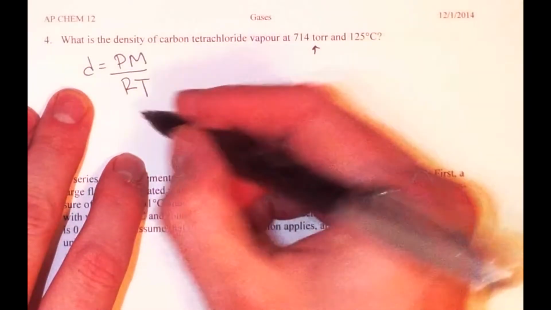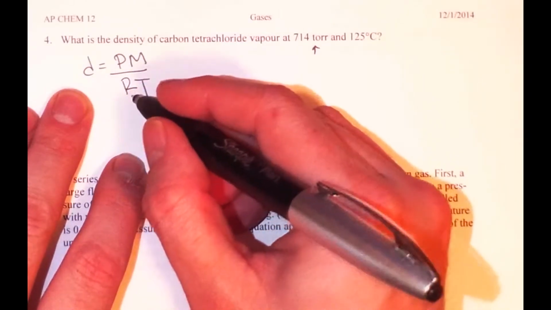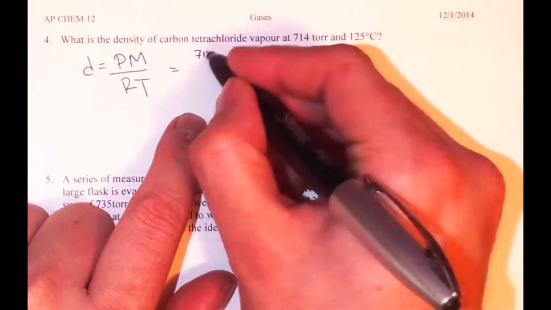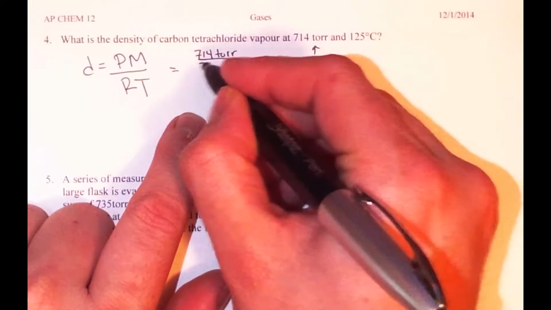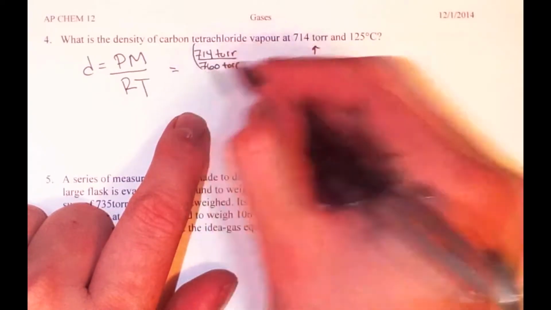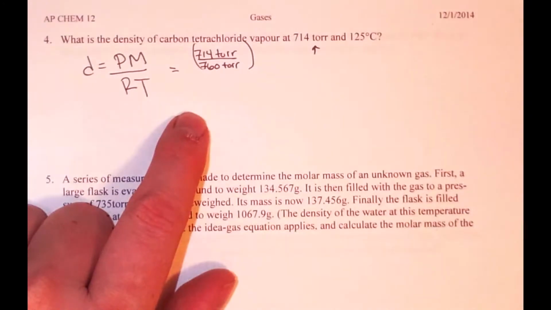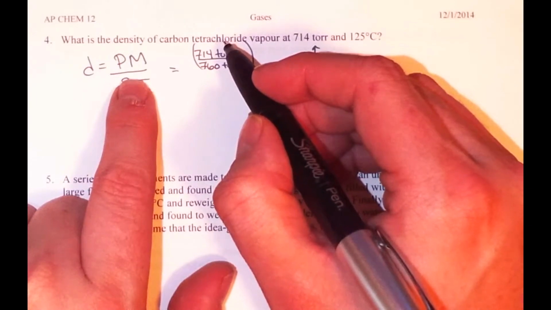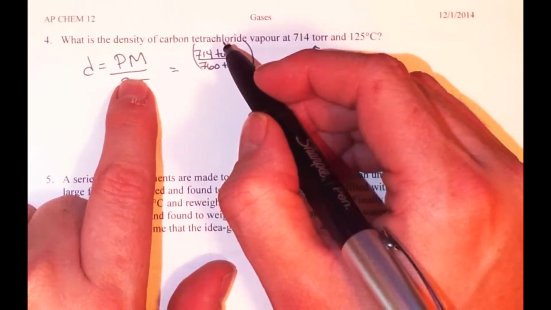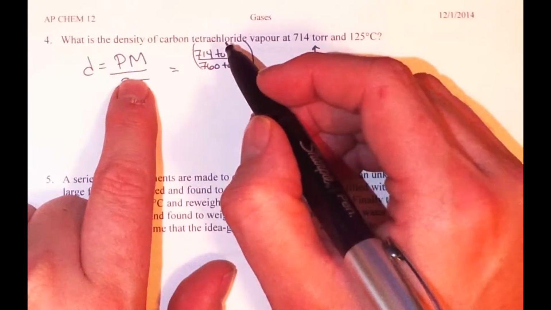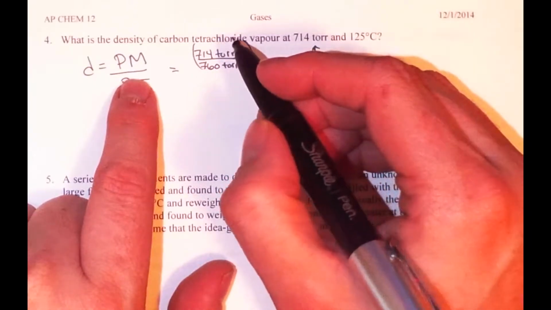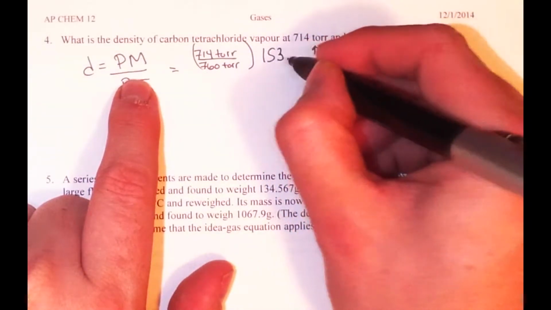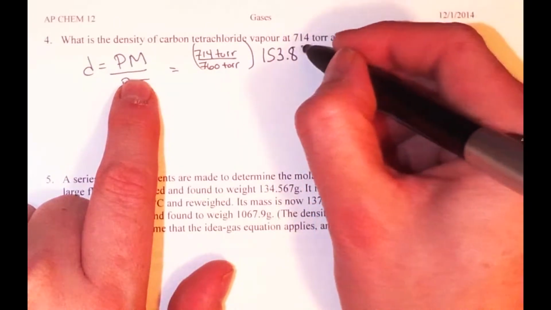I'm just going to use 0.08206 for R, and I'm going to convert pressure right in the equation. So 714 torr over 760 torr. Carbon tetrachloride, I need the molar mass of it. So chlorine is 35.45, times 4, that's 141.8, plus carbon gives 153.8. And that's, of course, grams per mole.